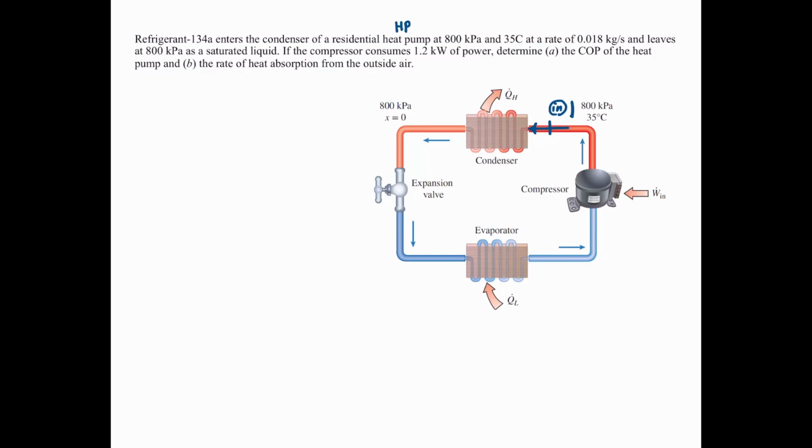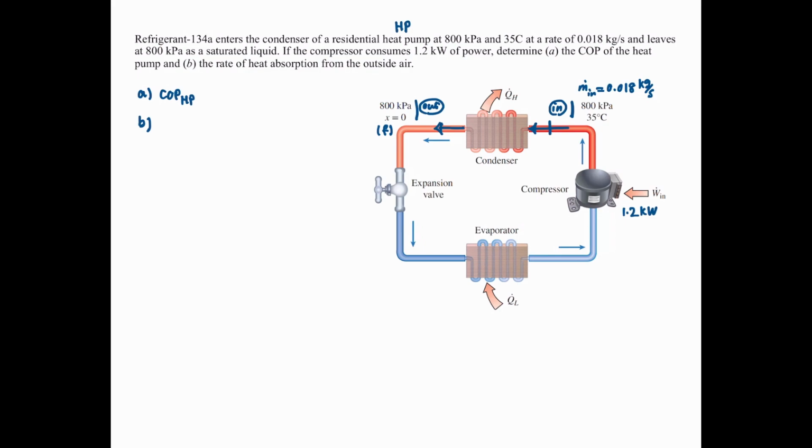Pressure is 800 kilopascal, temperature is given, and mass flow rate is also given, 0.018 kilogram per second of refrigerant. It leaves the condenser at 800 kilopascal and as a saturated liquid, quality is 0, or this is a saturated liquid, F. If the compressor consumes 1.2 kilowatt of power, W dot in is given, 1.2 kilowatt. Determine A, the COP of heat pump, and B, the rate of heat absorption from the outside air.